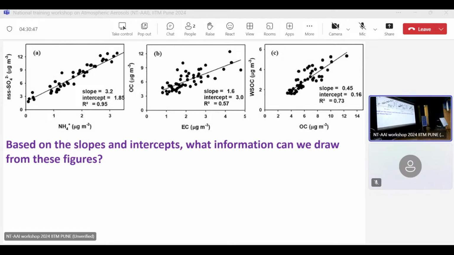Okay. So slope is 0.45. What does it mean? In terms of, if we say that how much is secondary. Can you say something? Can't say. Possible. Ballpark. Secondary carbon maybe.